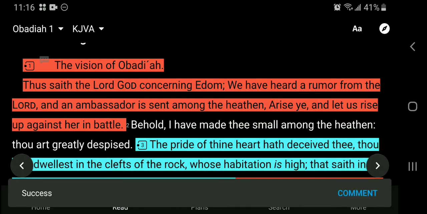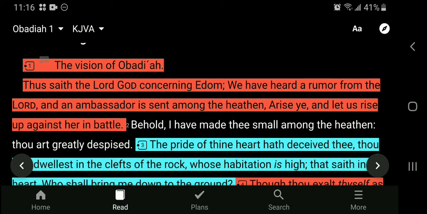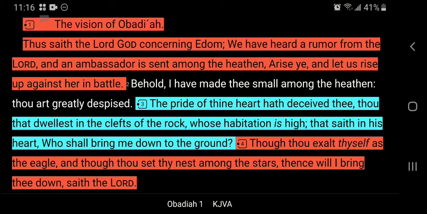All right. This is the vision of Obadiah. Thus saith the Lord God concerning Edom, who was Esau. We have heard a rumor from the Lord, an ambassador is sent among the heathen. Arise ye, and let us rise up against her in battle. Behold, I have made thee small among the heathen, thou art greatly despised.